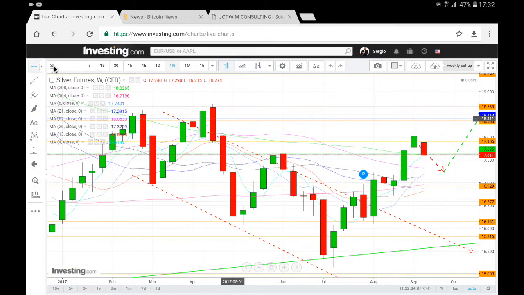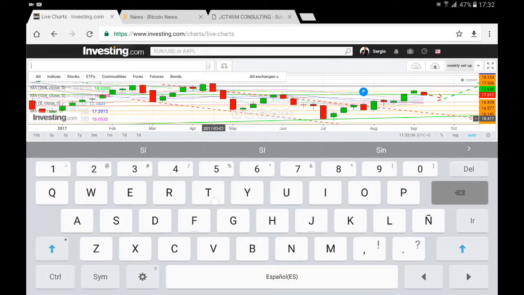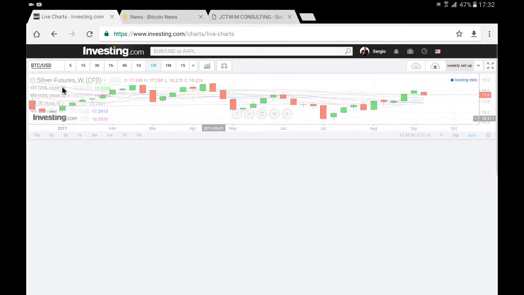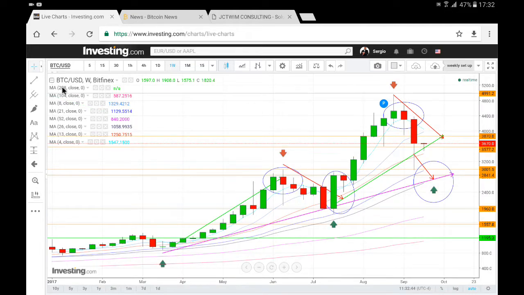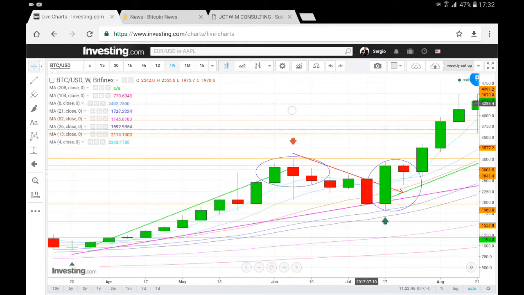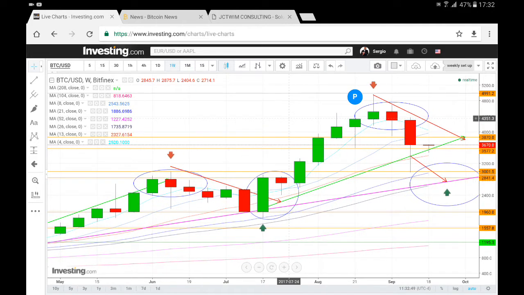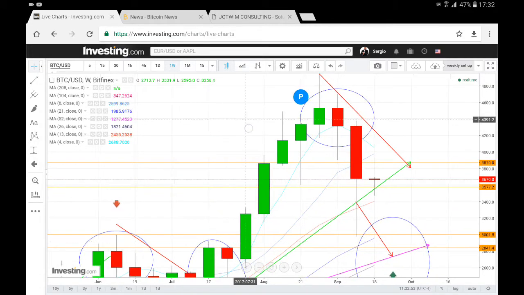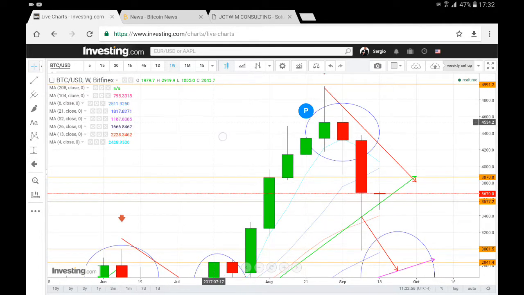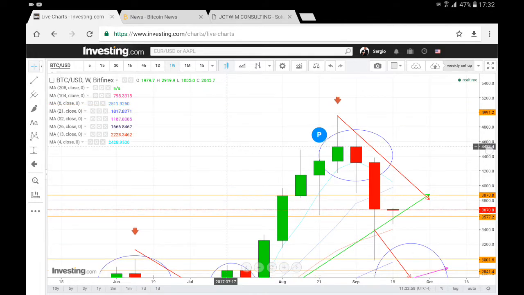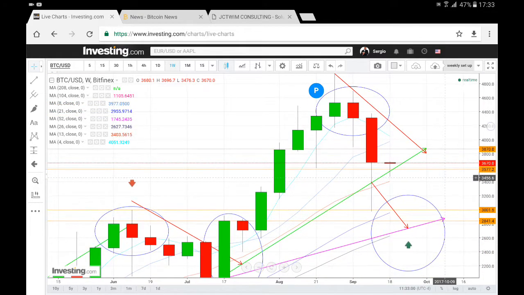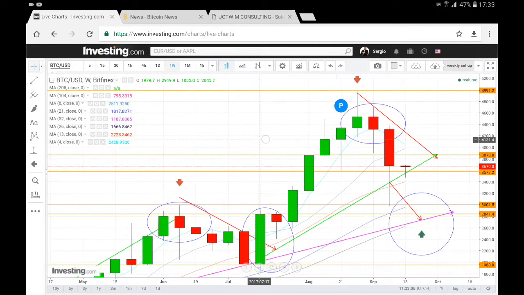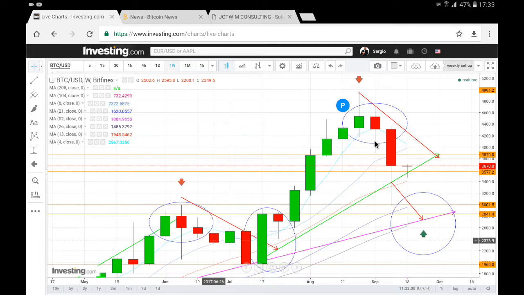So now let's go to BTC USD. Okay, over here. Remember what took place now over here. Let's focus just on that particular area, because we have a key support level to look at. Okay, over here.